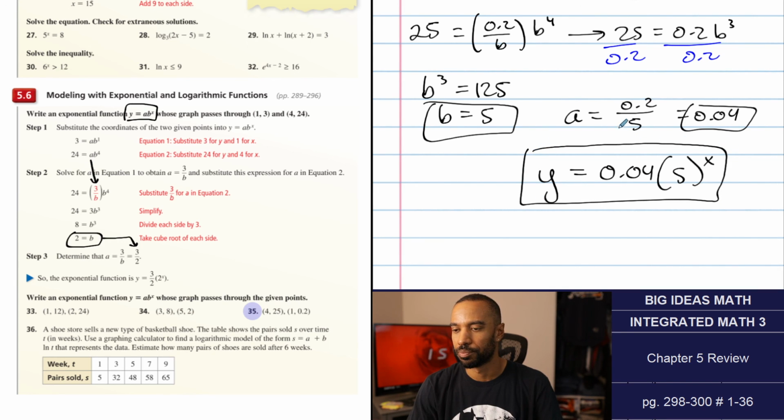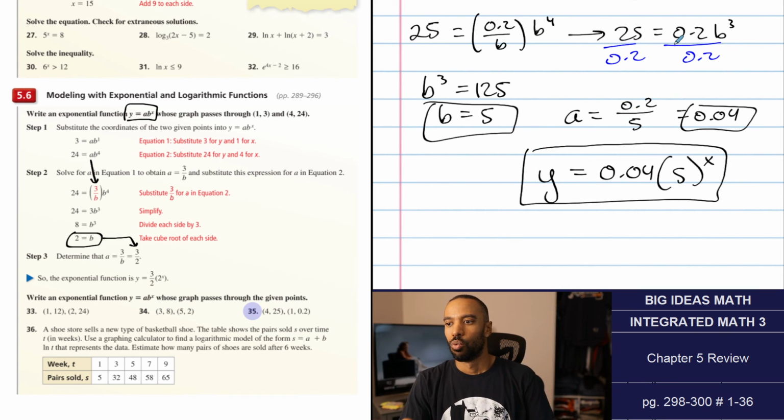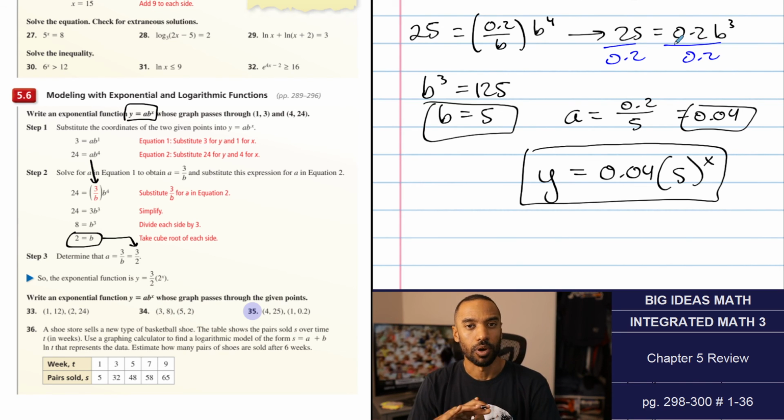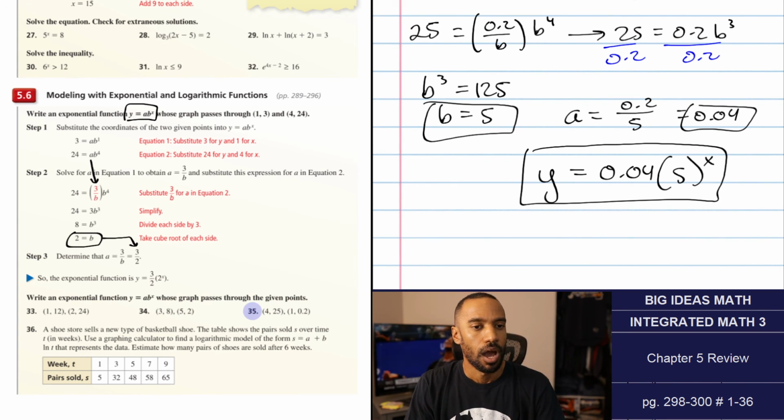0.04 is also 1/25th. If you want to write the fraction, 1/25th. All right, one more question to go, guys.